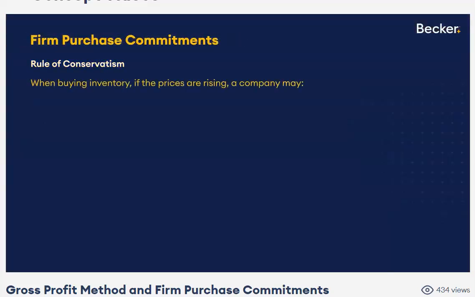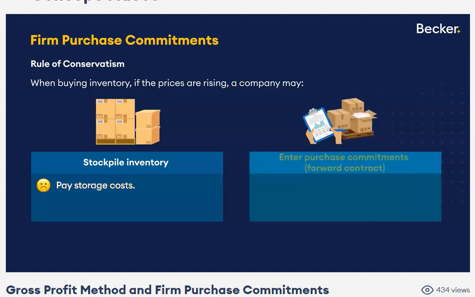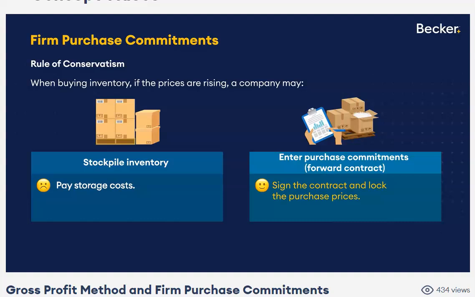Sometimes when you're buying inventory, remember what we learned with LIFO? If a company's smart and they see prices are rising period after period, they could do one of two things. I mentioned earlier, they might want to stockpile and buy a lot of their inventory in January before prices go up. The only problem with that is you then actually have to store that inventory. You'd have those storage costs. So in lieu of buying all the inventory in January, if you think prices are going to be going up that year, you can enter what's called purchase commitments, a forward contract. You sign a contract today, and you lock in a purchase price now because you think prices are going to be rising.